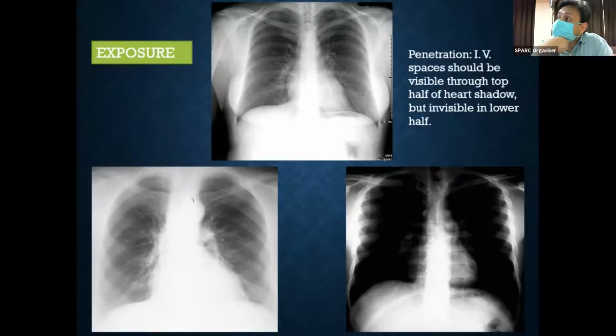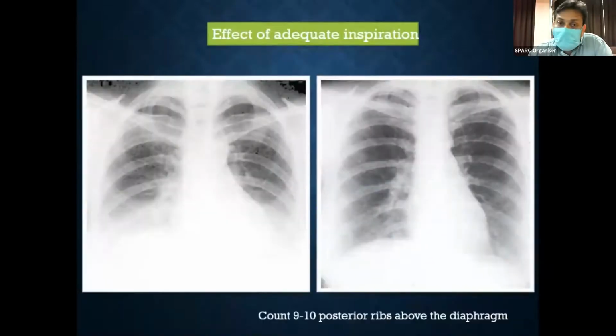And the other one on the bottom is totally blackish. It is overexposed. More amount of radiation has been given, and lungs are totally blacked out. No details can be obtained about the lung. So an adequate exposure is very important. Now coming to the effect of inspiration. So first of all, how we look at the inspiration.